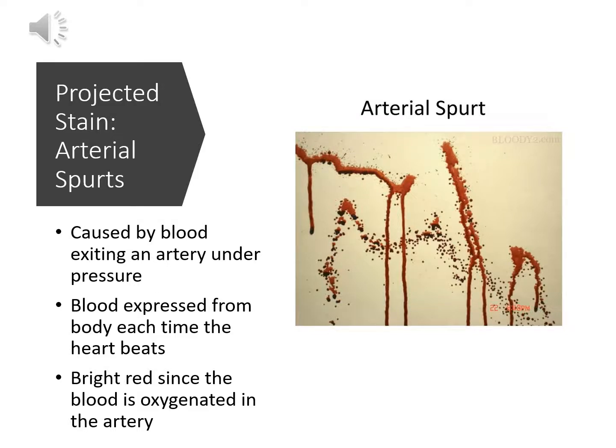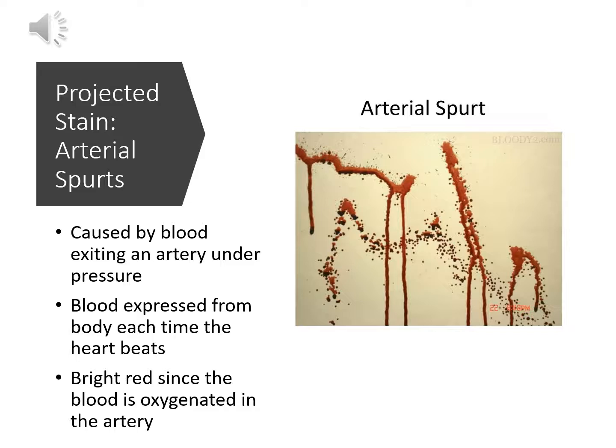So the first projected stain we'll consider is an arterial spurt. So we see a picture of that on the right-hand side of the slide, and so that's caused by blood exiting an artery under pressure. Like I just mentioned, as the heart pumps, it causes the blood to be forced through the arteries under pressure, and therefore if the artery is severed, then the blood will be pushed out of the body instead of in the body where it belongs.